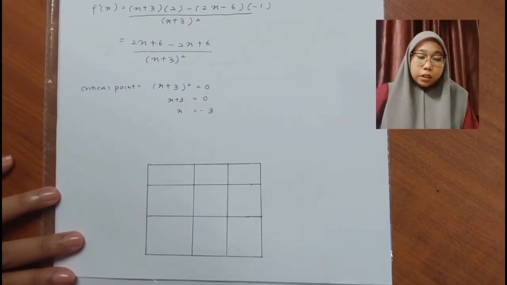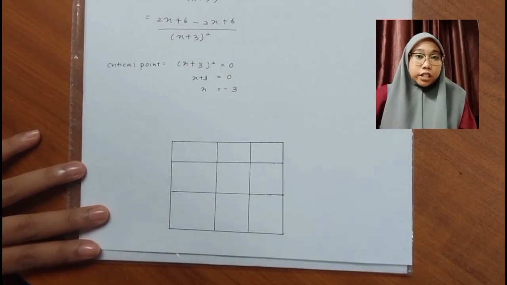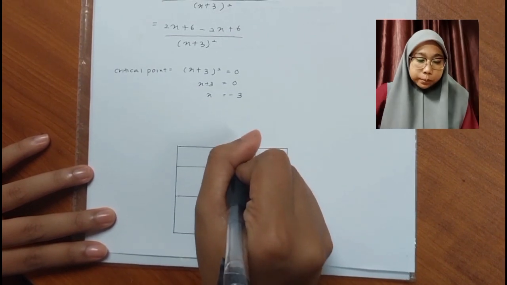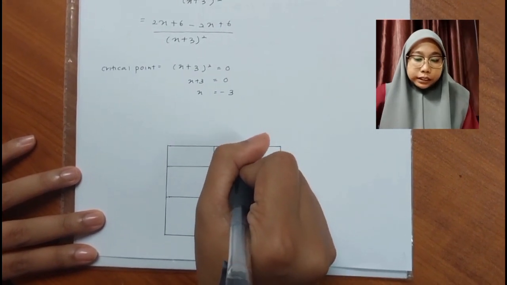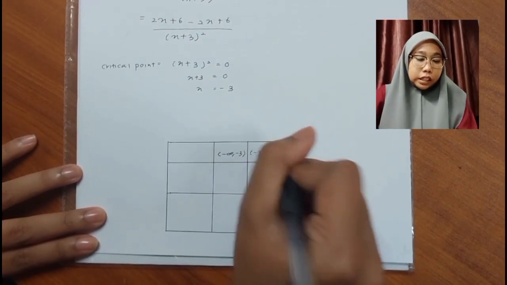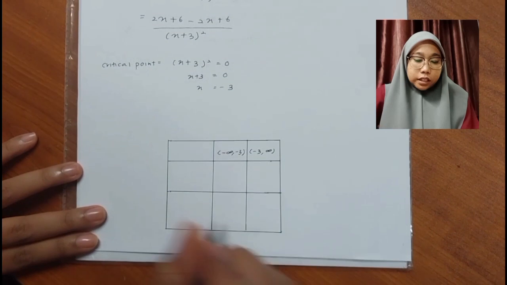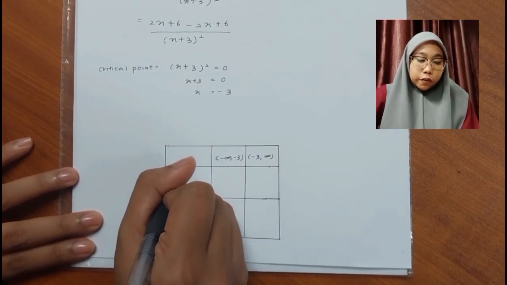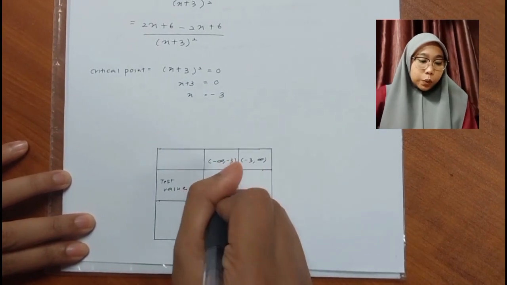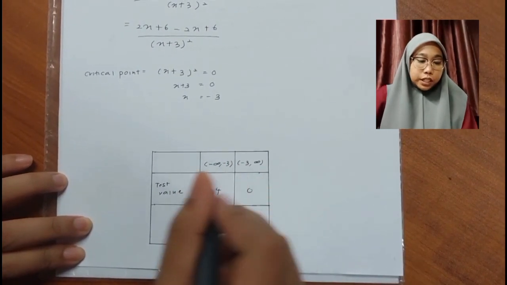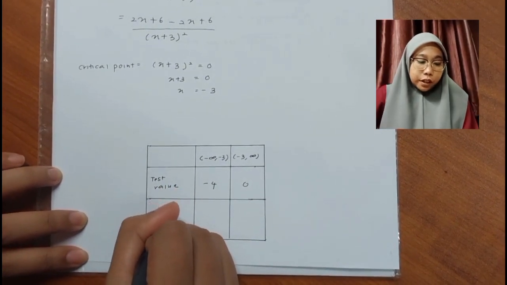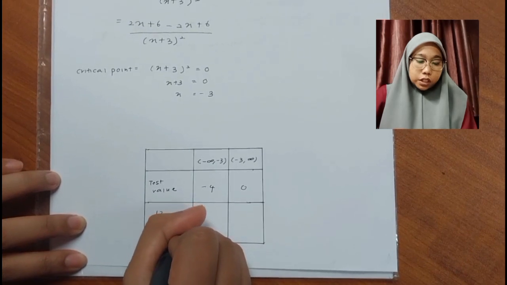We need to use the table of sign to find the increasing and decreasing intervals. First, we need to write 3 columns and labels. For the first, minus infinity to minus 3. The second, minus 3 to infinity. For the second row, we need to write the test values, which are minus 4 and 0. The test values must be substituted into this equation.